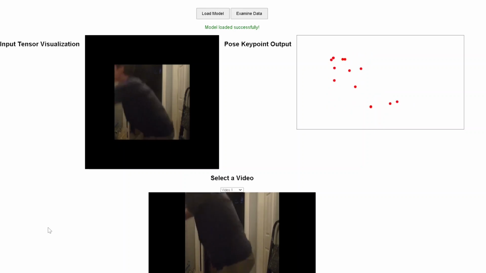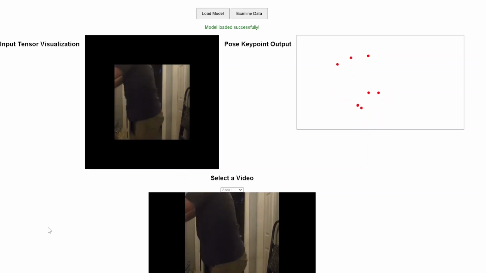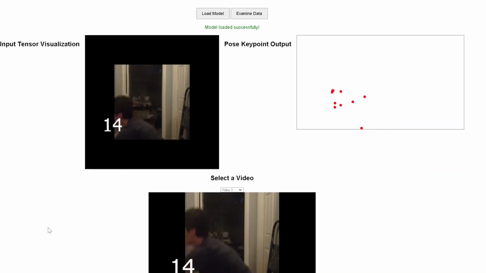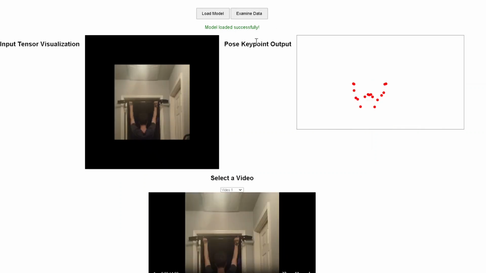That's because this model is expecting 256 by 256 by 3 pixels deep, and then the normalized data is going to be 0 to 255. Now if it was 0 to 1, this would have worked out great, but it wasn't. And so that's why you got to know what the model is asking for.